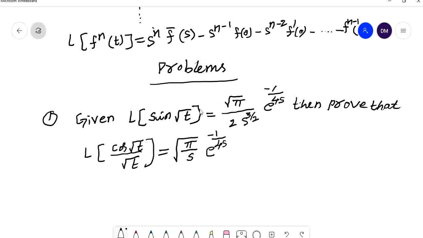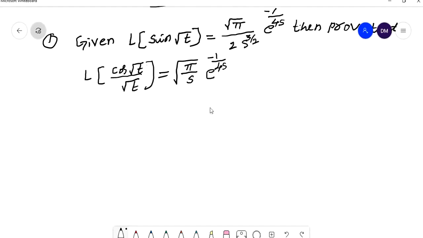What is the given data here? L of sin root t value is given. Now we have to find the Laplace transform of cos root t by root t value, which is equal to root of pi by s into e power minus 1 by 4s. Okay, right? Now see here, what is the given data?